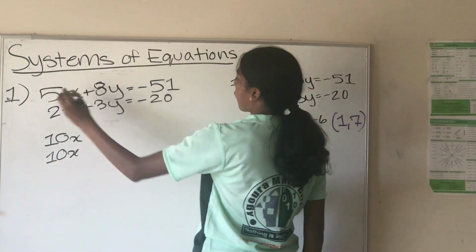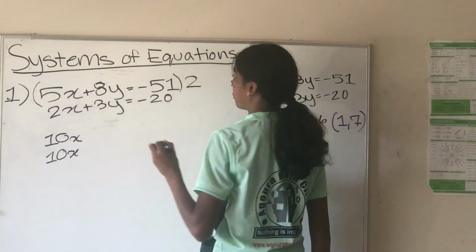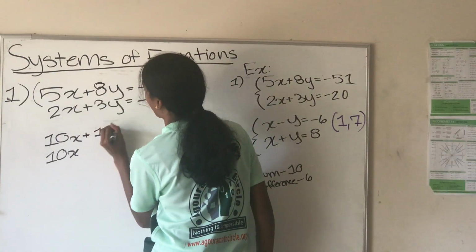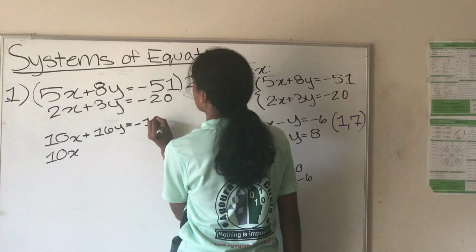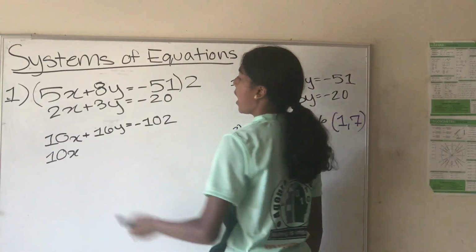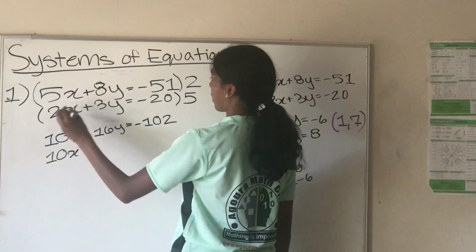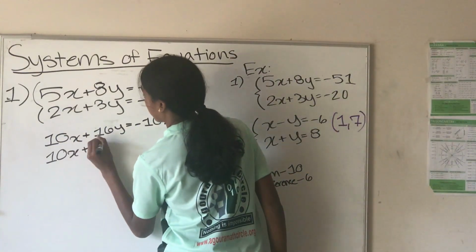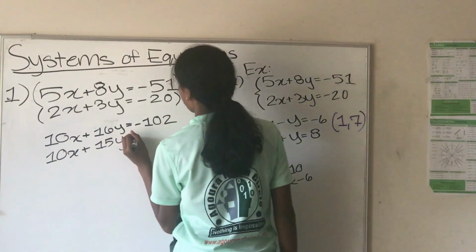So for this one, if we want 10x, we have to multiply this entire thing by 2. So we get 10x plus 16y is equal to negative 102. And for this one, we multiply the entire thing by 5. 5 times 2x is 10x. 5 times 3y is 15y. And then negative 20 times 5 is negative 100.